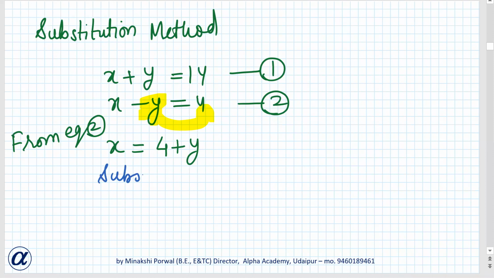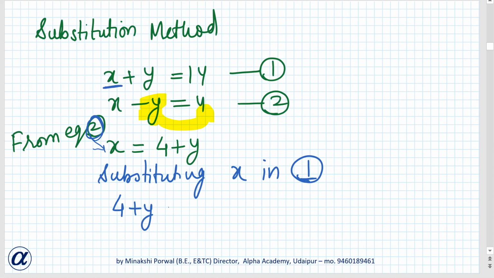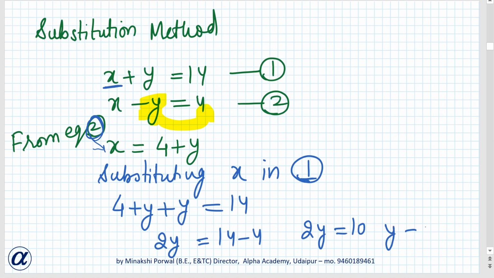Substituting x in 1. जिसकी वैल्यू निकालेंगे, जिस इक्वेशन में से निकालेंगे, हमने अगर 2 में से निकाली है वैल्यू, तो उसको दूसरी इक्वेशन 1 में सब्स्टिट्यूट करेंगे. x की जगह 4 plus y equals 14, 2y equals 14 minus 4, 2y equals 10, y equals 5.